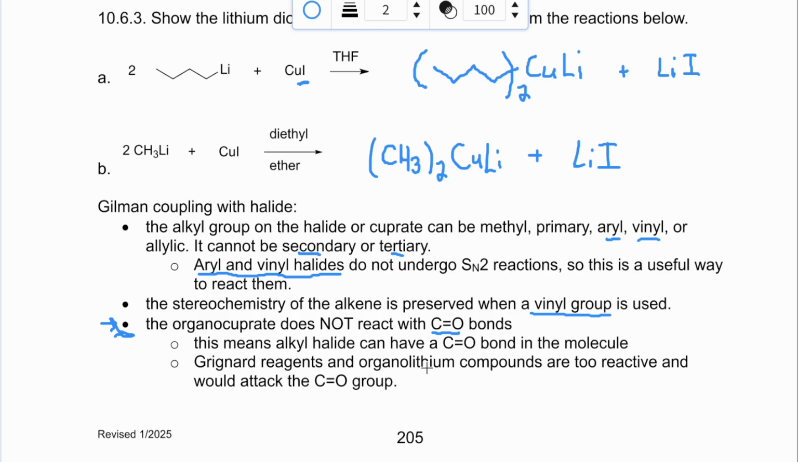Other reagents, the organolithium reagents and the Grignard reagents, are more reactive, and they would react with the C=O group, so you cannot have a C=O group in your molecule if you're using a Grignard reagent or organolithium reagent if you don't want it to react.